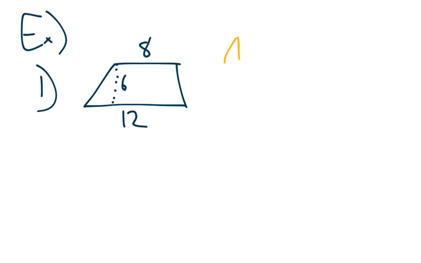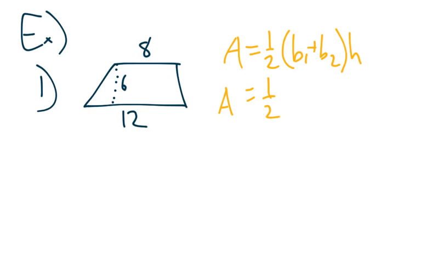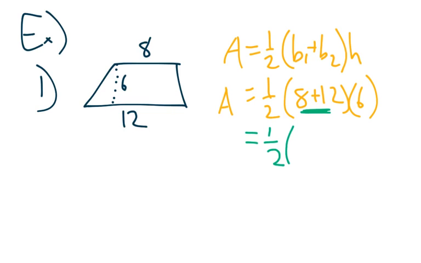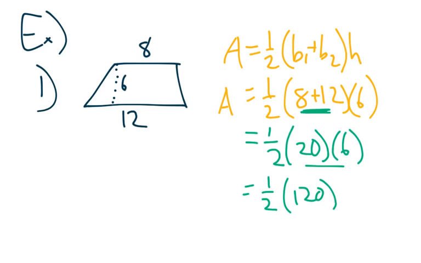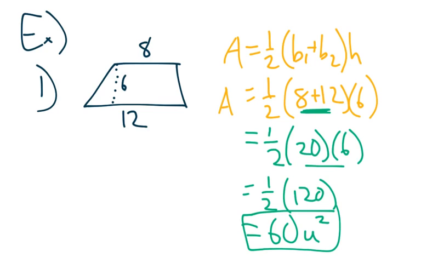So what we'll do is go area is equal to 1/2 (B1 plus B2) times height. So plugging it all in, 1/2, we have 8 plus 12. The order doesn't matter in which you do that, times 6. What does matter is making sure that we do this first. So we have 1/2, 8 plus 12 is 20, times 6. I like to multiply my numbers first, so that would give me 1/2 times 120 before I bring in the fraction, which is equal to 60 units squared.